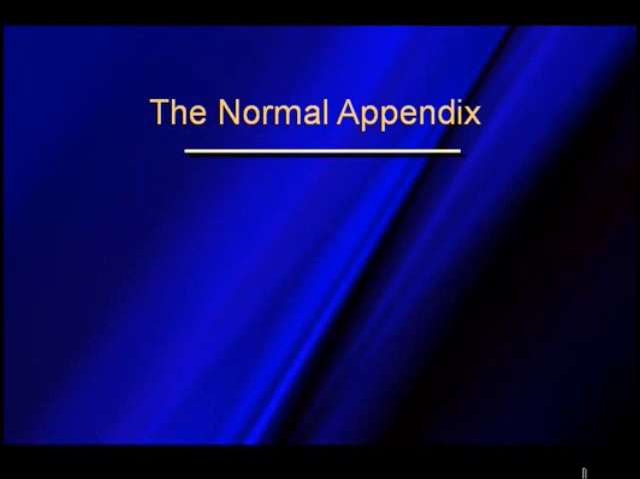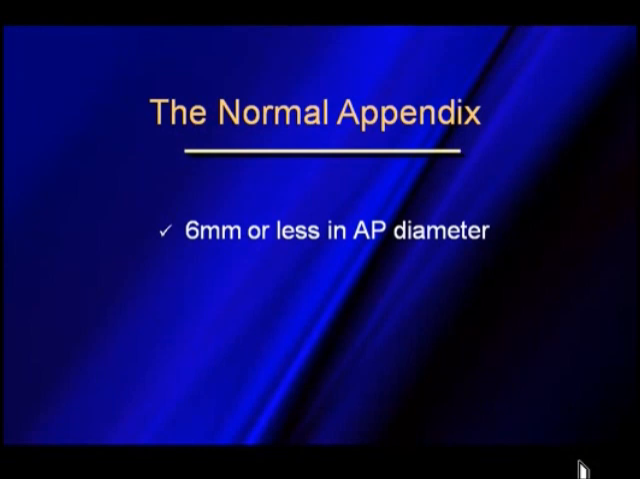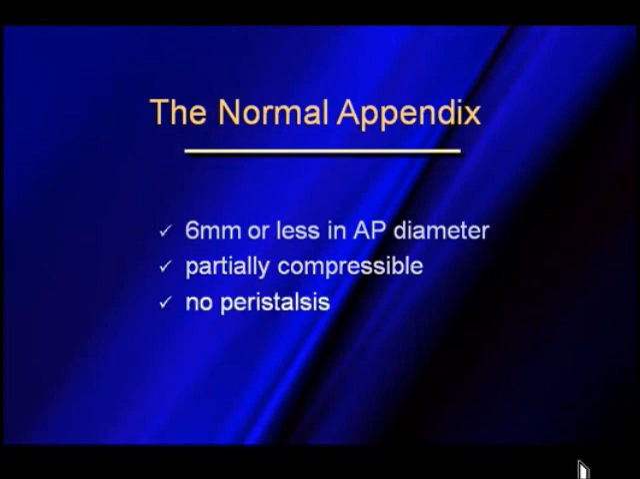Looking at the normal appendix, it should be 6 millimeters or less in AP diameter, and that's measuring an anterior to posterior diameter. We'll show an example of this in a second. It should be partially compressible, so in using graded compression with the transducer, you should see that the appendix will compress somewhat. You will not see peristalsis inside the appendix.